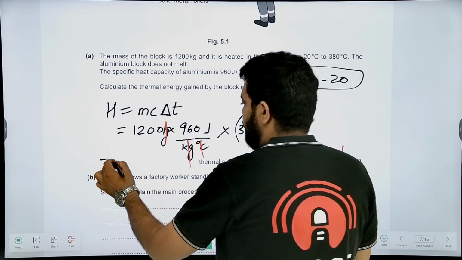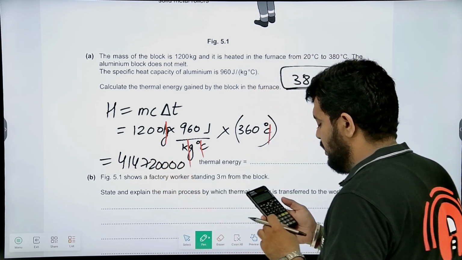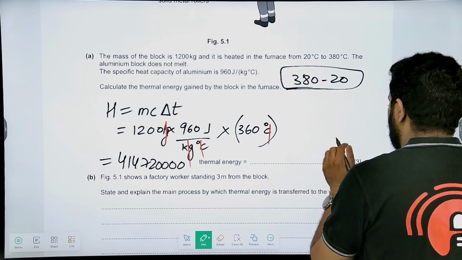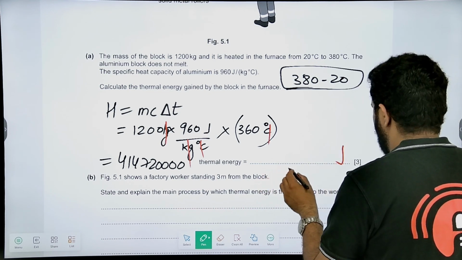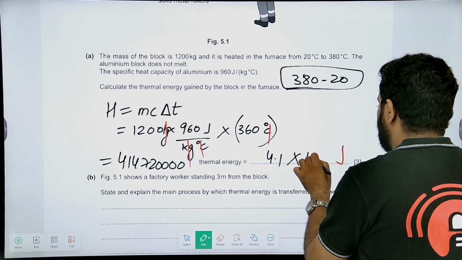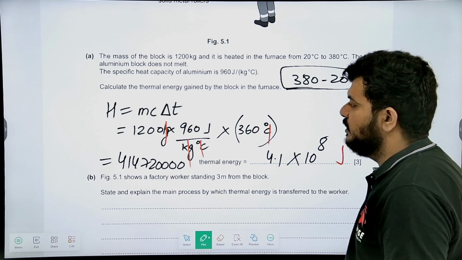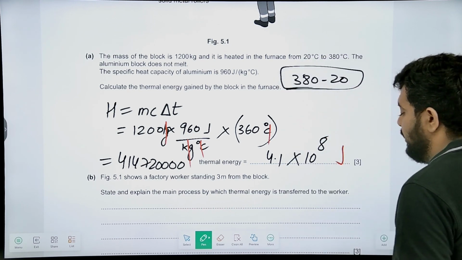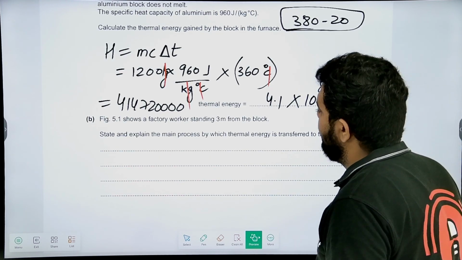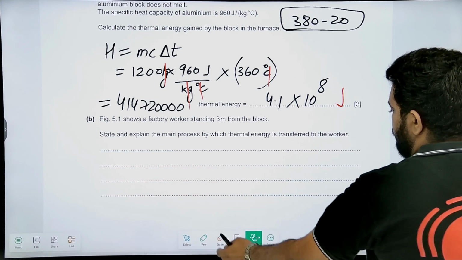The answer over here is 4147200000. Now you can just press the ENG button on your calculator and find out the 10 to the power you can write. For me it is 4.1 into 10 to the power 9 joules. Okay, this is the thermal energy gained by the block of aluminium. Figure 5.1 shows a factory worker standing 3 meters away from the block. State and explain the main process by which thermal energy is transferred to the worker.